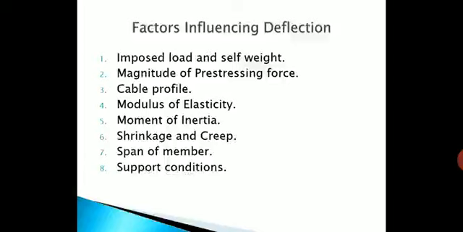Factors influencing deflection. There are 8 major factors which influence deflection. This question has been asked in the university question paper for 6 marks, so please make a note of it. The first factor is imposed load and self weight. Second factor is magnitude of prestressing force. Third is the cable profile. Fourth is the modulus of elasticity and moment of inertia. Next is shrinkage and creep. Seventh is the span of the member, and the last one is support conditions.